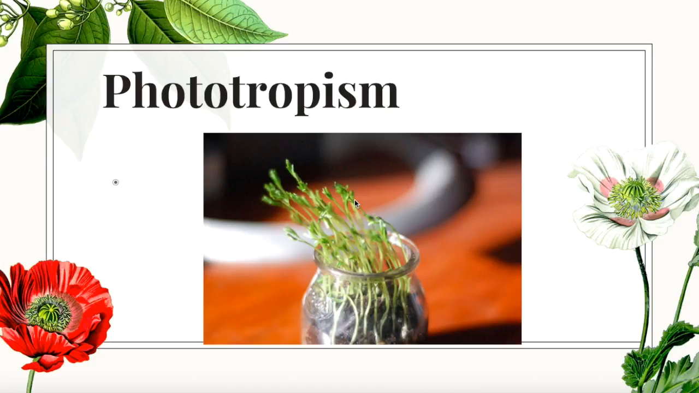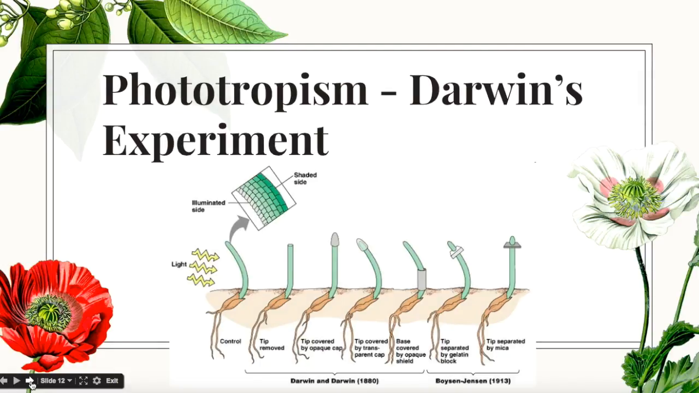The next type of tropism is phototropism, which is the growth of a plant shoot toward or away from a light. The sides of the plant that are not facing the light source elongate, causing the cell to curve toward the light. The idea was created by our old friend Darwin when he was studying a grass that curves toward the light. He noticed that when the tip, called the coleoptile, was removed or covered by an opaque cap, the plant did not curve like it did when the tip was exposed to the light. He also saw that when the base was covered, there was no effect.